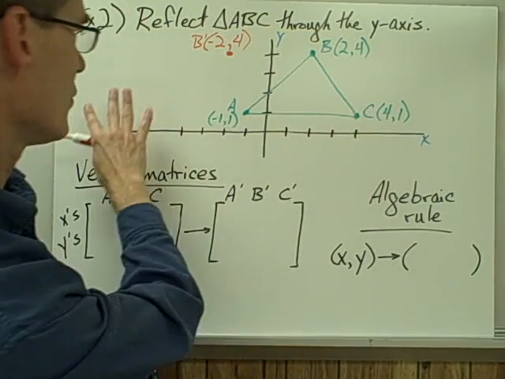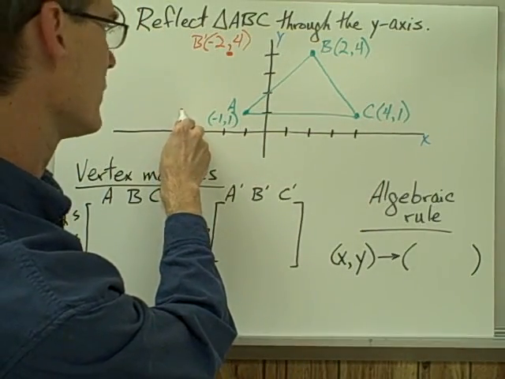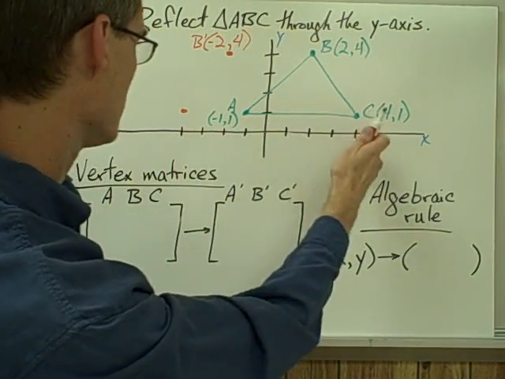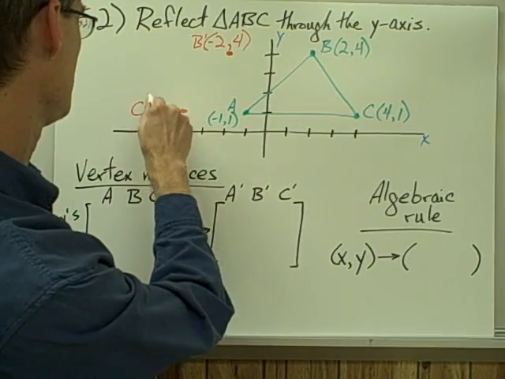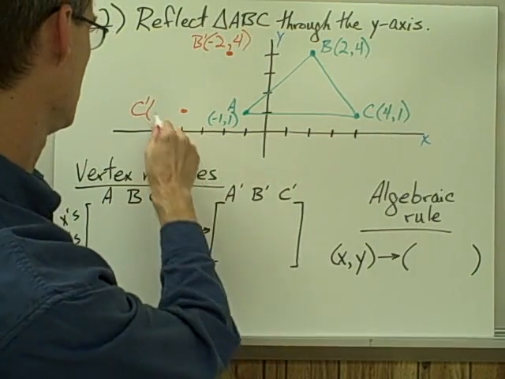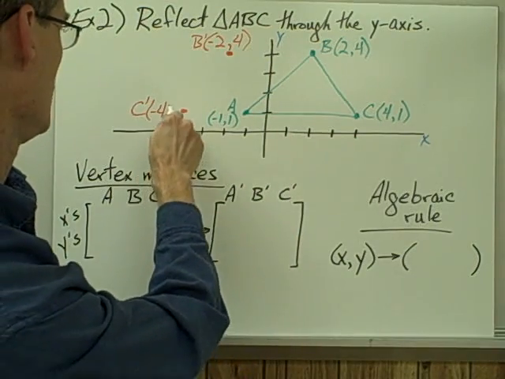C, if I reflect it across the y-axis, that's going to be over here. 4 that way, it's going to be 4 this way. So let's see, C prime is going to be -4, 1.